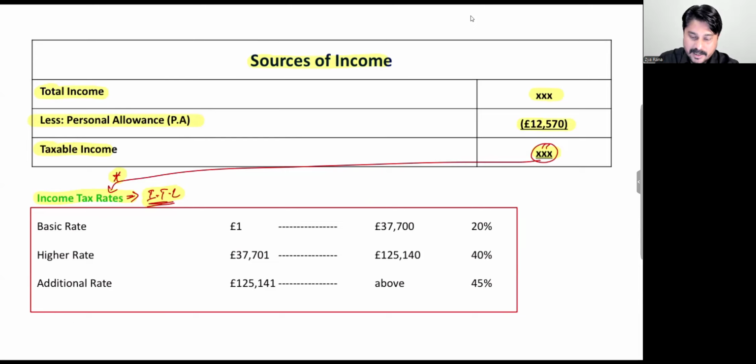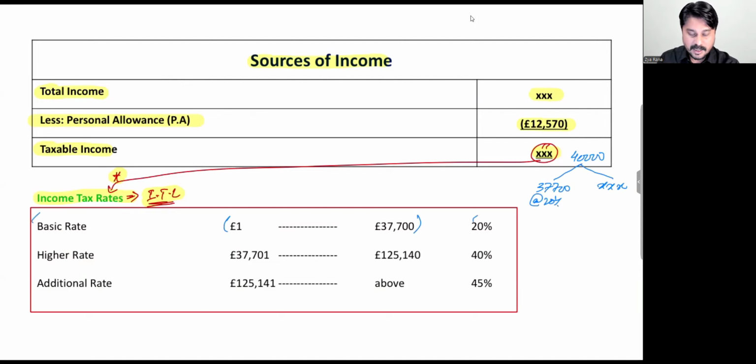For example, I can guide you with the help of an example. Let's say you have earned an income of 40,000. Your taxable income is 40,000. From 40,000, you will break it into two amounts. The initial 37,700 would be taxed at 20%, and the differential amount from 40,000 is the remainder. The first 37,700 is taxed at 20%. It's taxed at the basic rate.